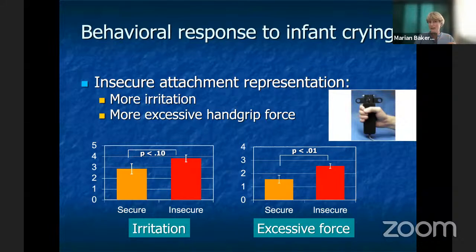And we found that those with an insecure attachment representation reported more irritation during infant crying and more excessive hand grip force. That is, they were not able to modulate their second squeeze to half of the strength of the first squeeze. Of course, everyone has a different baseline, and therefore you set your own baseline by first squeezing at maximum strength and then at half strength. And that is important because this hand grip force has also shown associations with maltreatment. When parents cannot modulate their power, they may easily use excessive force, not only with the hand grip, but also with their child.